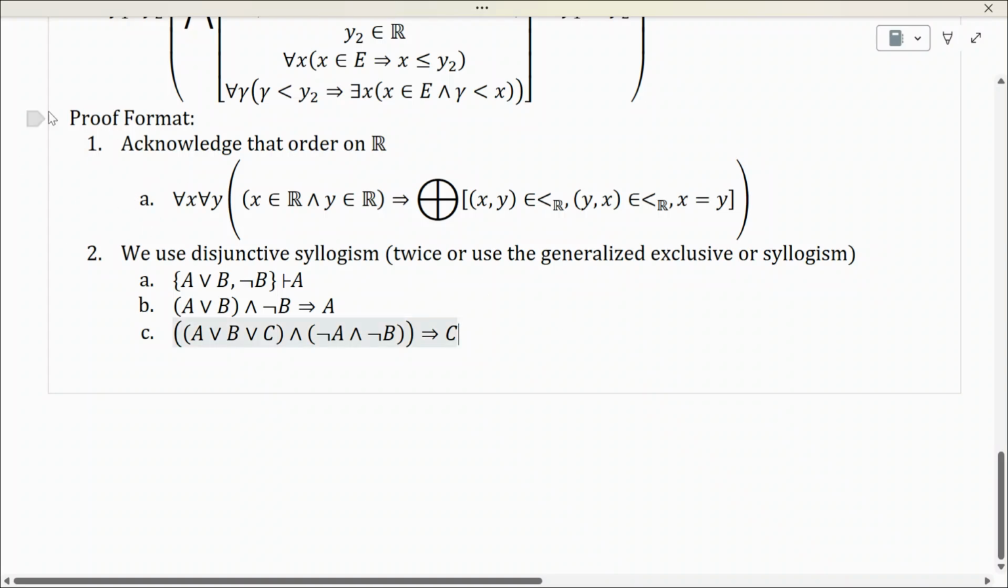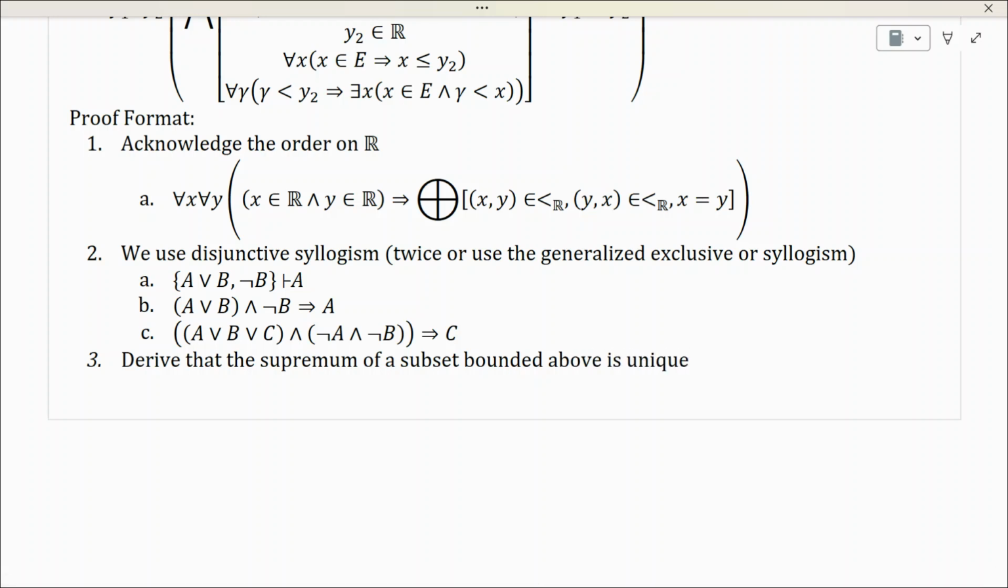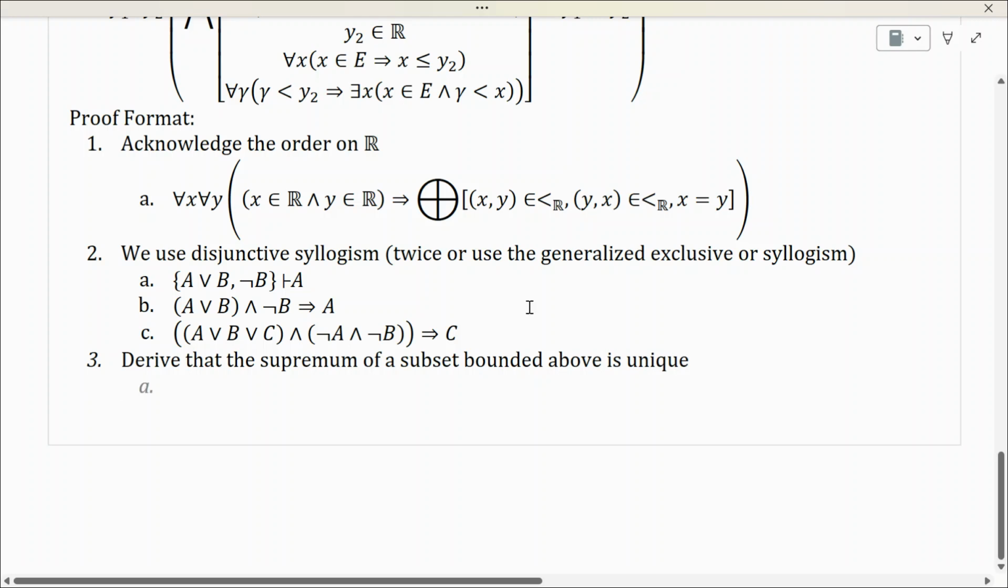Okay, we're continuing this proof format. Acknowledge the order on the reals. We use disjunctive syllogism twice, and then we derive that the supremum of a subset bounded above is unique, which is this statement: y1 is equal to y2.